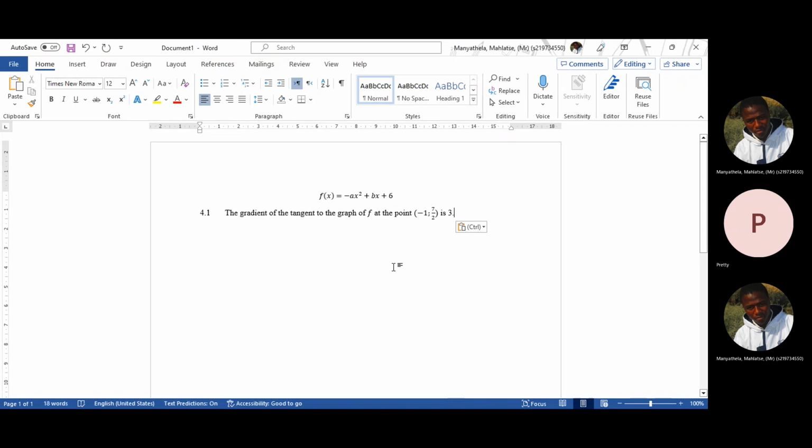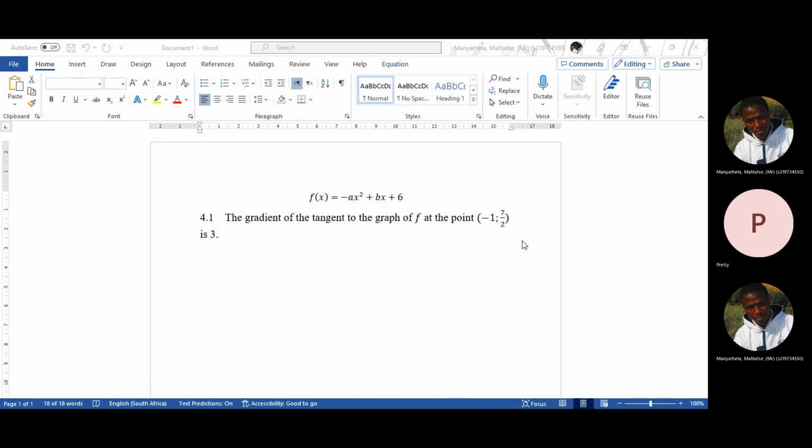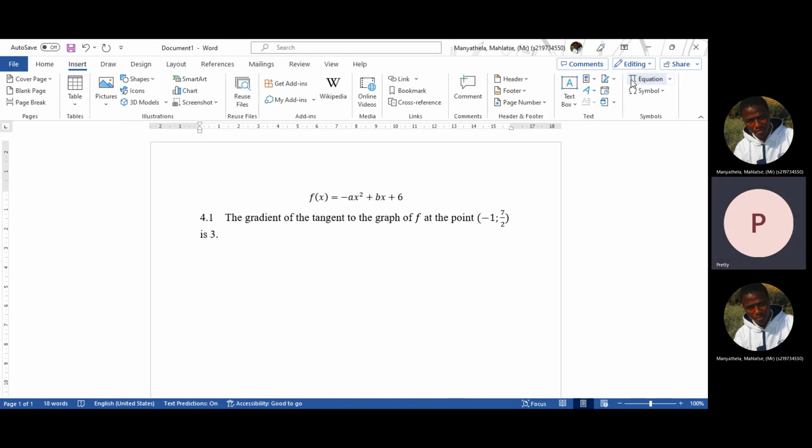The gradient of the tangent to the graph of f at the point -1 and 7 over 2 is 3. Okay, that's the question. The first thing is to calculate the gradient, the gradient of the tangent. If you are given a graph in the form f of x equal to ax squared plus bx plus c and asked to calculate the gradient, it means you are going to look for f prime, meaning you find the derivative of that function. The derivative of a function is equal to the gradient.